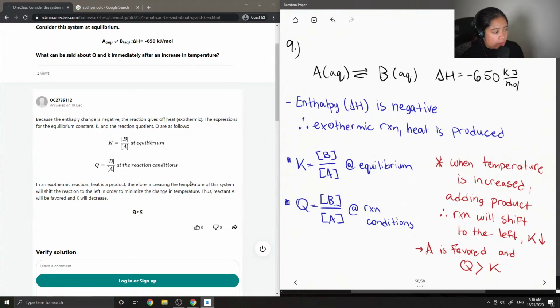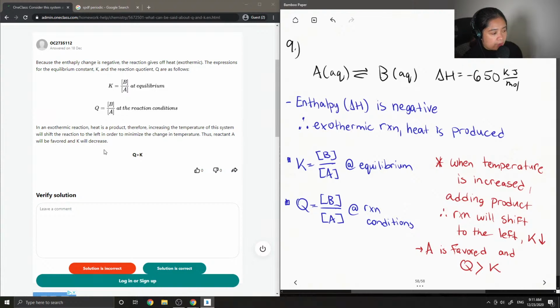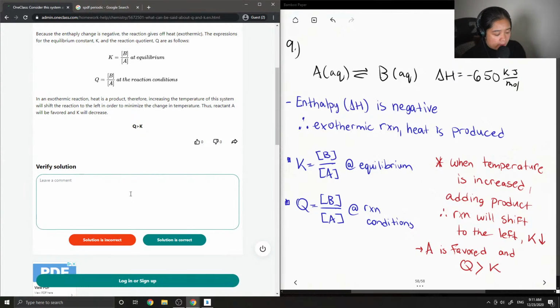Okay, so let's see what the junior tutor said. Because the enthalpy change is negative, the reaction gives off heat and it's exothermic. The expressions for the equilibrium constant and the reaction quotient Q are as follows. B over A, either at equilibrium or at reaction conditions. In an exothermic reaction, heat is a product, therefore increasing the temperature of this system will shift the reaction to the left in order to minimize the change in temperature. Thus, reactant A will be favored and K will decrease. Yep, so the solution is correct.